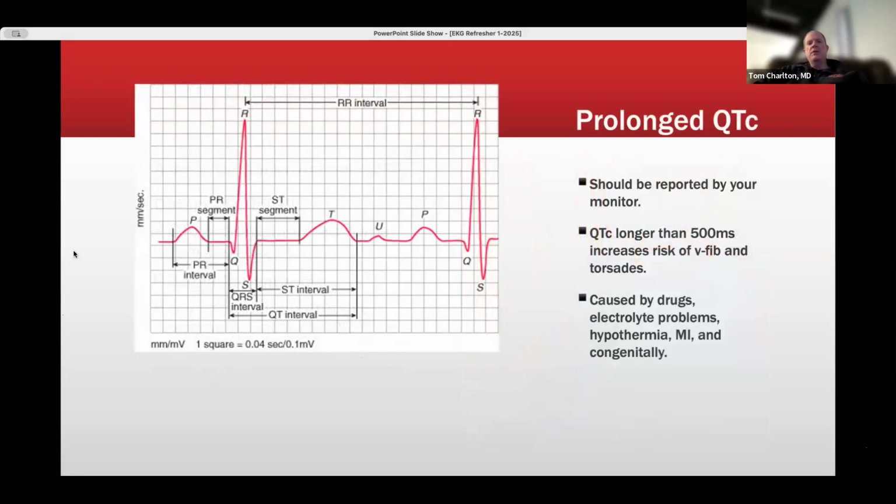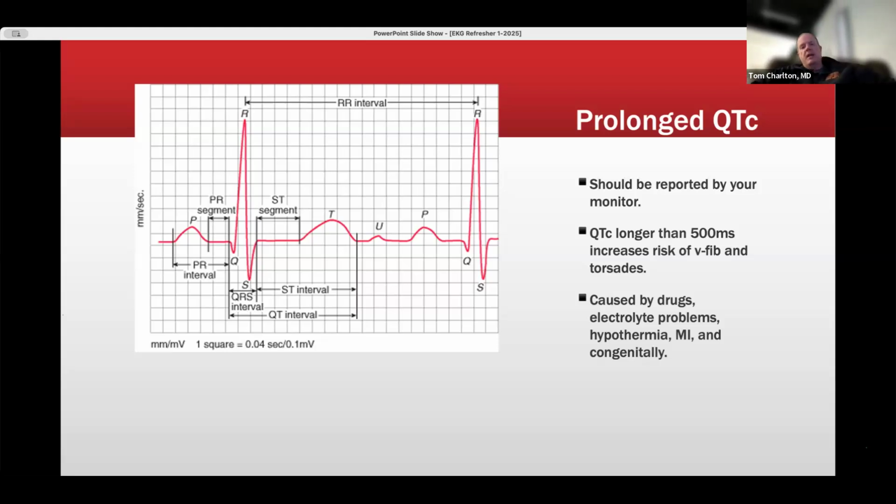So with prolonged QTC, the problem again is that R on T phenomenon. So if this QT interval is too long, a P wave may come along and occur right here when not all of the myocardium is completely recharged yet, which can induce VFib. That's bad. These are typically caused by drugs, can be electrolyte problems.